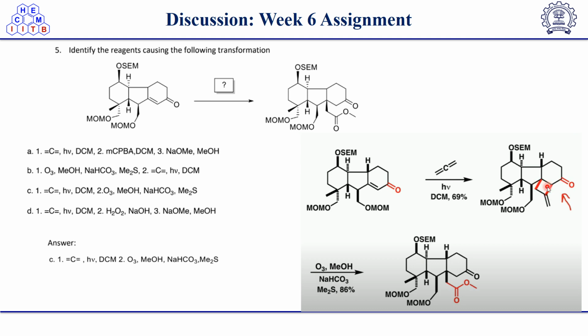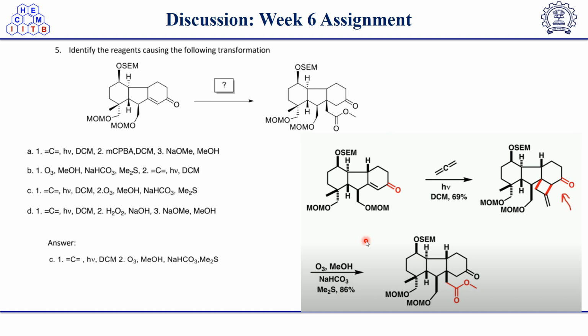Then ozonolysis of this double bond. So it will be CH2C, and here it will be C double bond O, and OMe will be forming because we are using methanol, sodium bicarbonate and dimethyl sulfide. So the corresponding ester will be forming. So that is the correct sequence of reactions: first the photochemical reaction, and then ozonolysis in methanol and quenching with sodium bicarbonate and dimethyl sulfide.